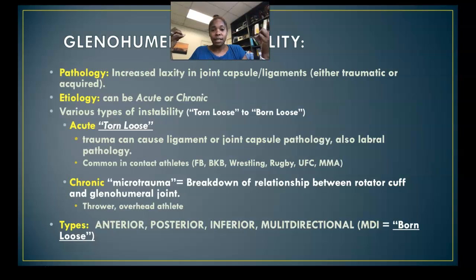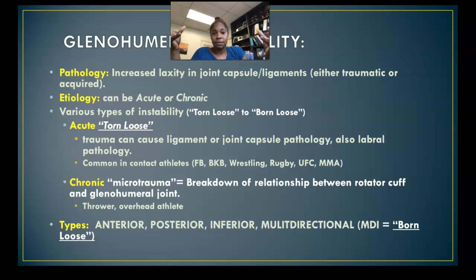So in terms of the etiology, it can be acute and or it can be a chronic pathology. And when we're thinking acute, we're thinking like a dislocation or a trauma to the shoulder. And then when we're thinking chronic, we're thinking like overhead sports. So our volleyball players, right? Our baseball pitchers or throwers who are throwing at a high velocity and causing a lot of stretching at the glenohumeral joint, right?